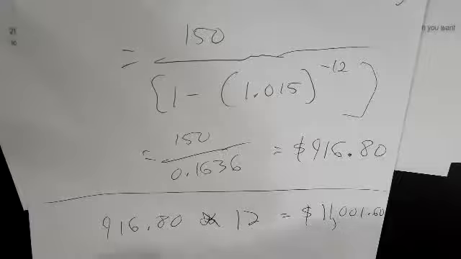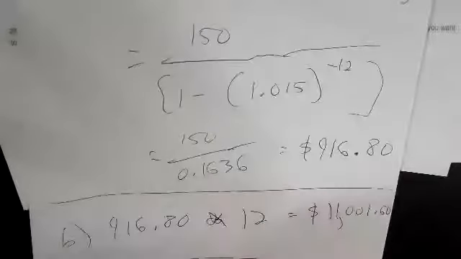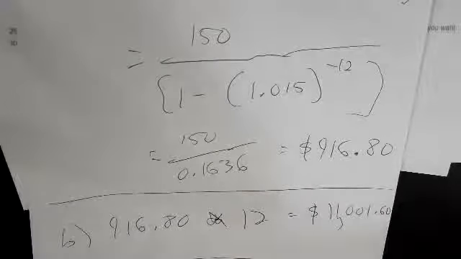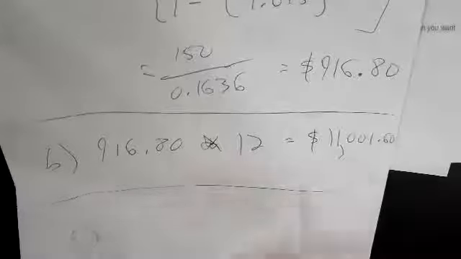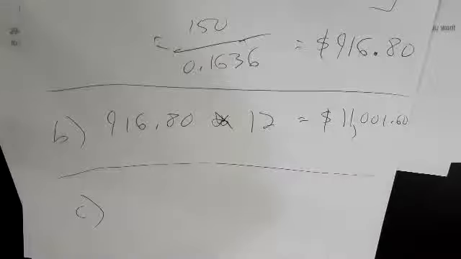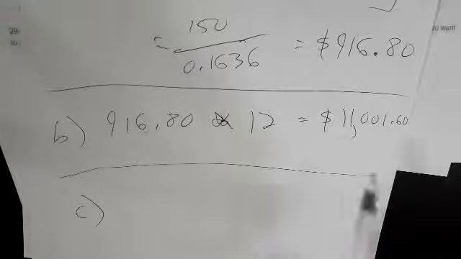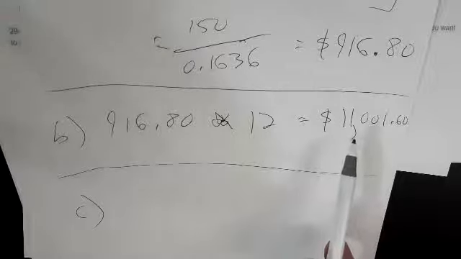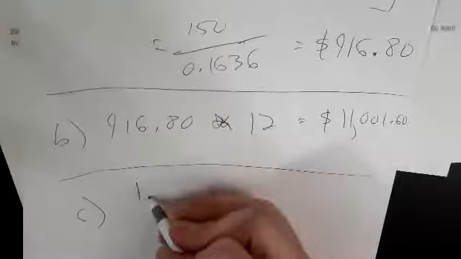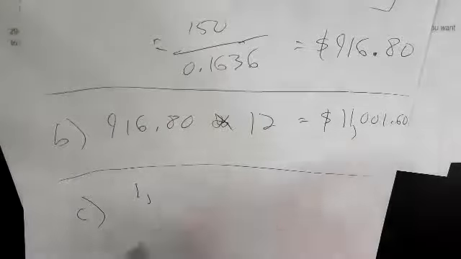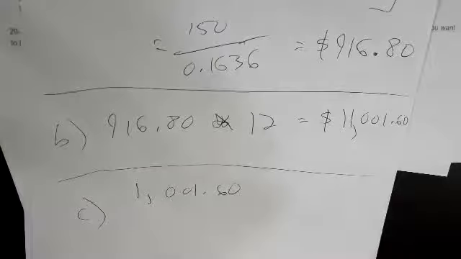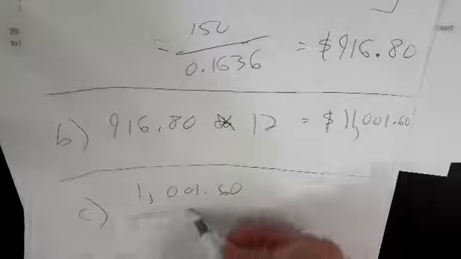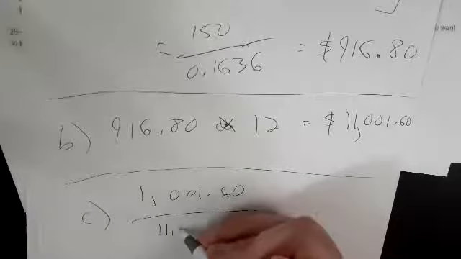Yep, 11,016. And this is part B. I'm being horrible at labeling my problems probably, but part C says what percentage is interest? So how much of this is interest? That should be easy, hopefully, to figure out from that. 11 from 10. Yeah, so we take away 10, that's going to give me 1,001.60. So that's my interest, and if I want to do my interest out of my total?